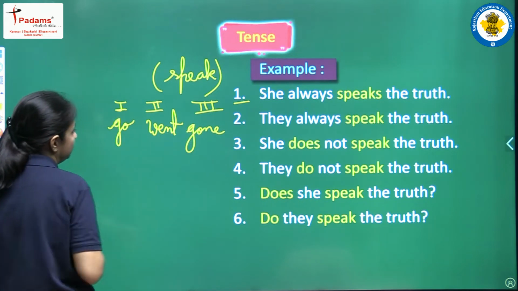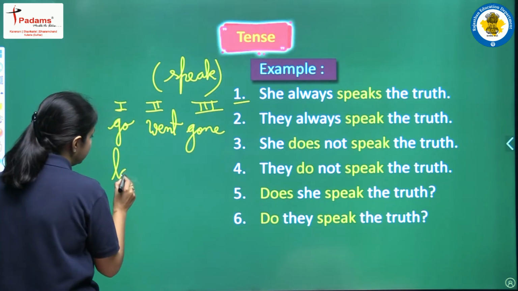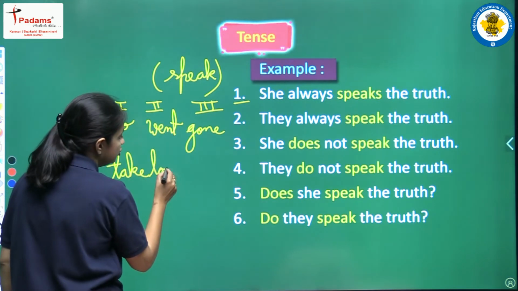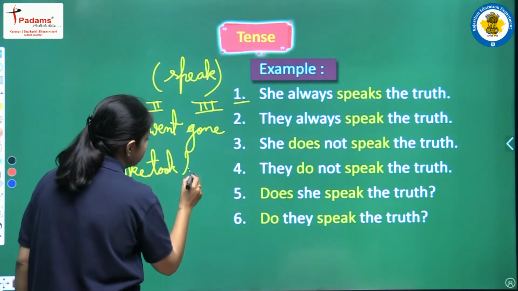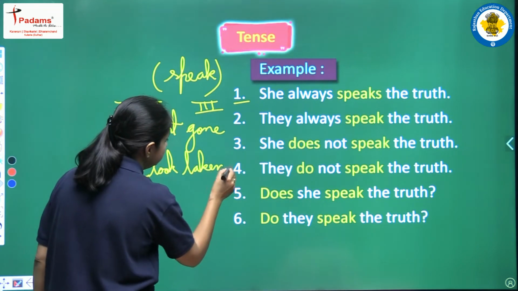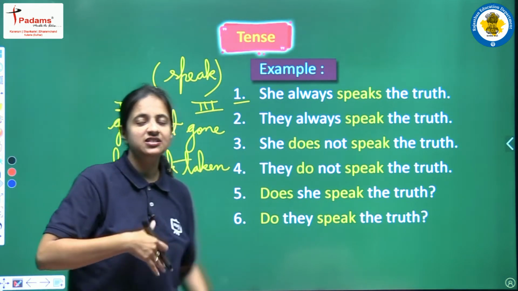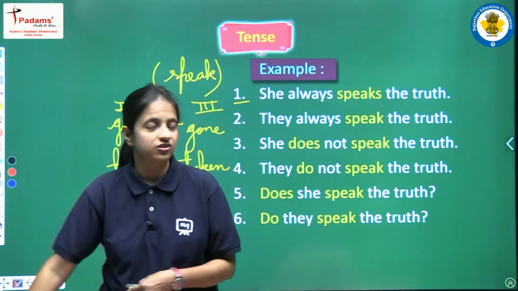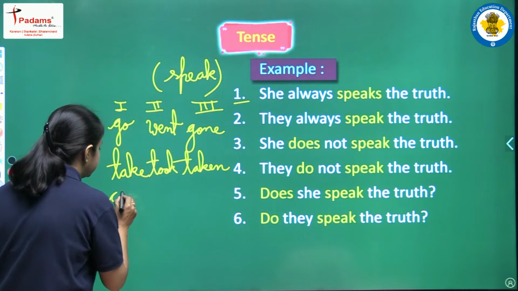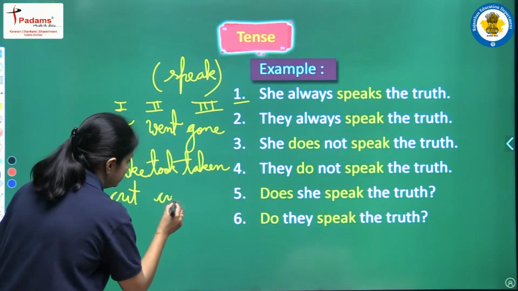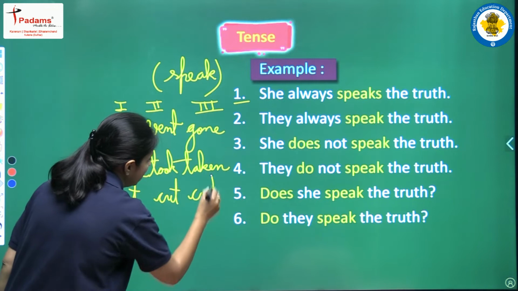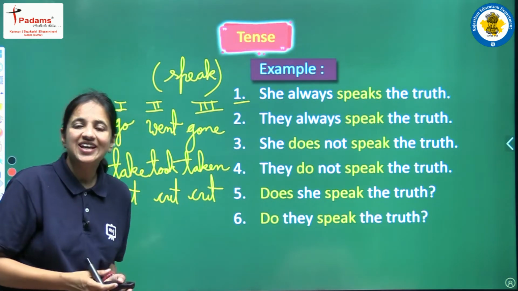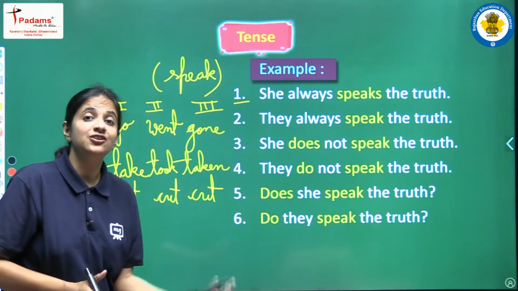So let's see one more example. Suppose we are having take. So take is the first form, took is the second form and taken is the third form, right? And we are having some of the words जिसमें तीनों forms जो होती हैं that are same, और like we can say cut, cut, cut. So yes, the first form, the second form and the third form is same in cut, okay? जो first form है वो भी cut होती है, second form is also cut and the third form is also cut.